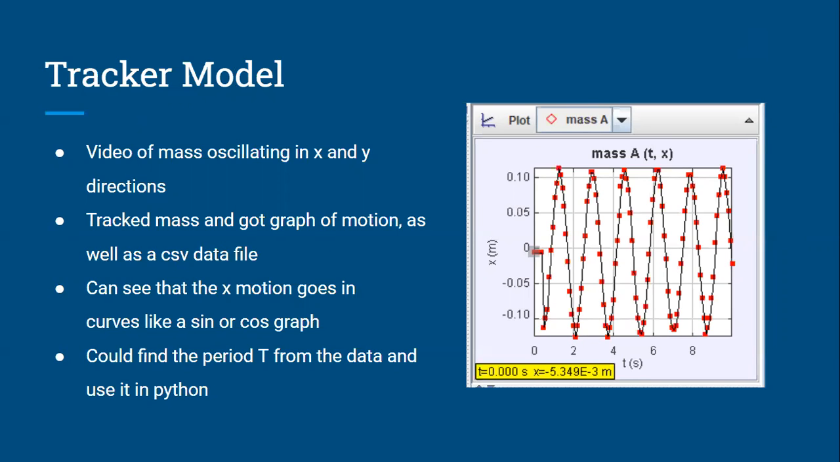And then we can see that the x motion goes in curves like a sine or cosine graph, and we can find the period T from the data and use it in our Python code. So we can see here that from the Tracker video, we have the x motion going up and down. And when we graphed the y motion, it was also going in a very similar pattern. And if we wanted to find the period T, all we had to look for is the time interval between one oscillation.